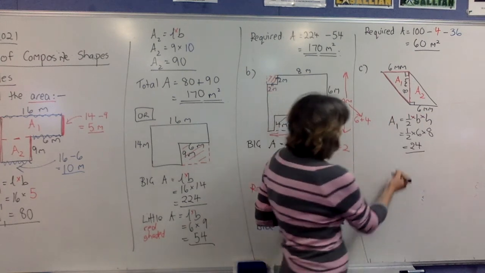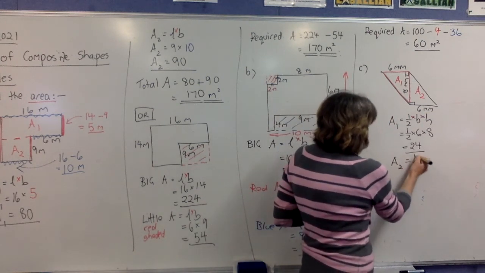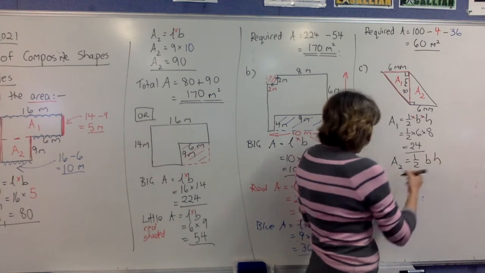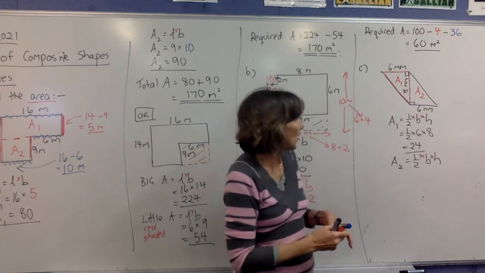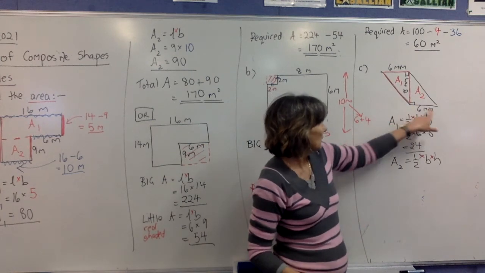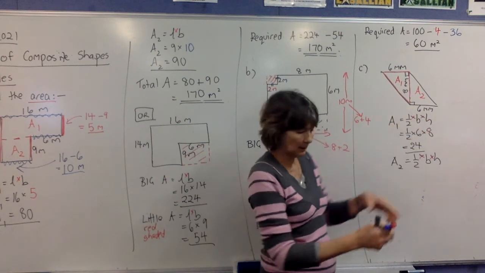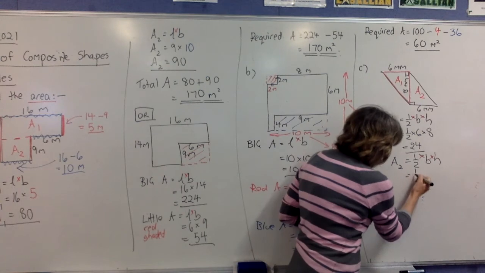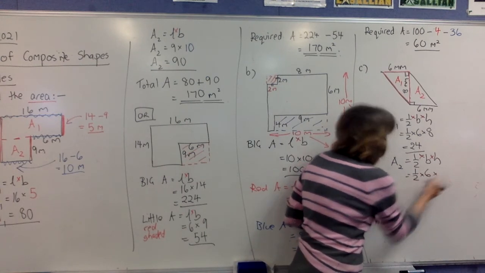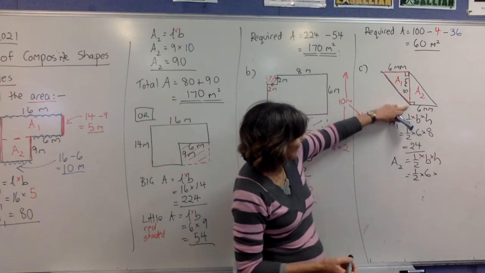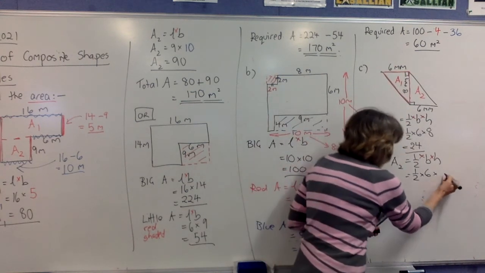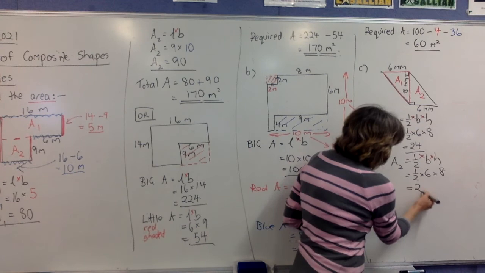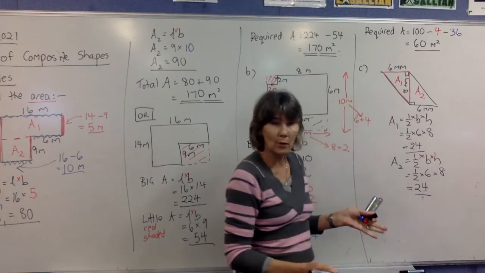So now we're doing area 2. Half times base times height. Half times b times h. All right, so area 2. 6 is going to be our base. Times. Here's your right angle coming off your base. And again, we've got 8 for our perpendicular height. So it's exactly the same working. So we're going to get another 24.